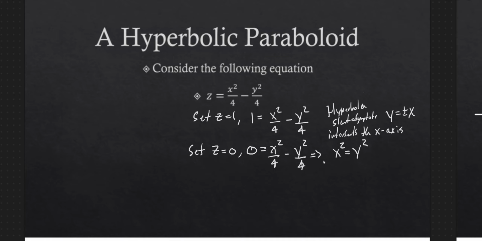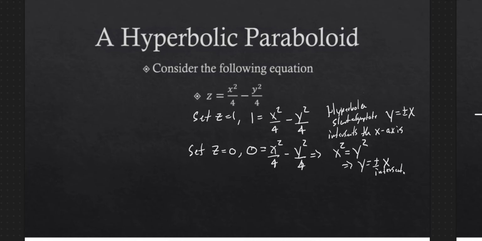Careful here, you might be tempted to say x equals y by taking square roots on both sides. Remember, though, the square root function is not a perfect inverse. You get the plus or minus. So what this actually tells me is that y is equal to plus or minus x, and so that then is 2 intersecting lines. So my xy trace is 2 intersecting lines.